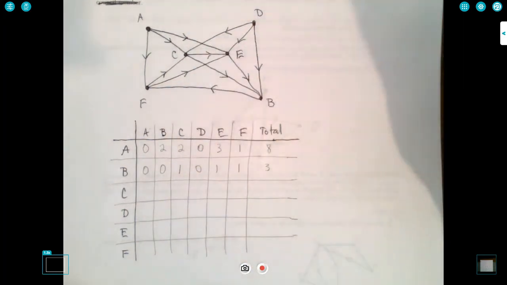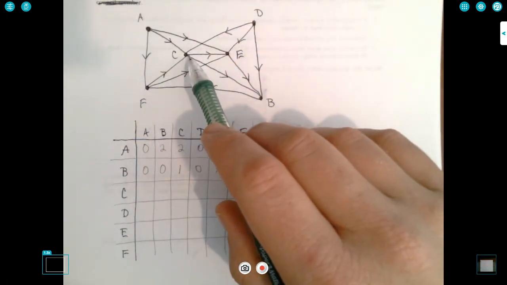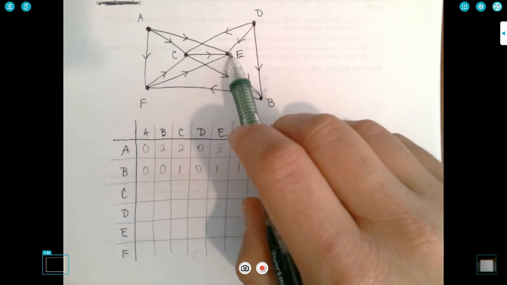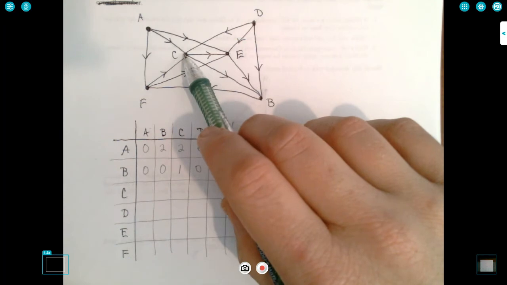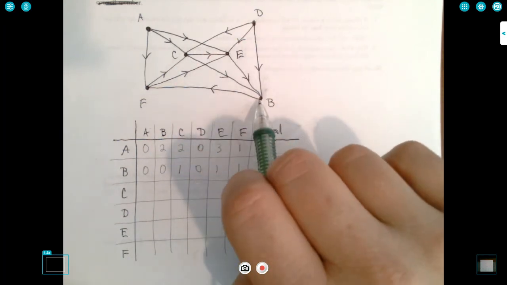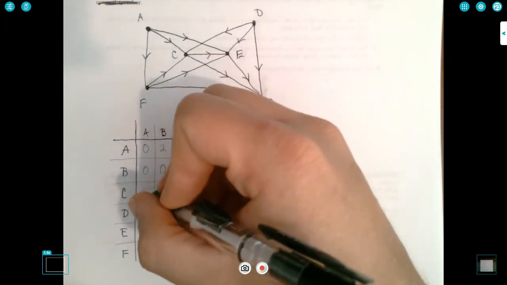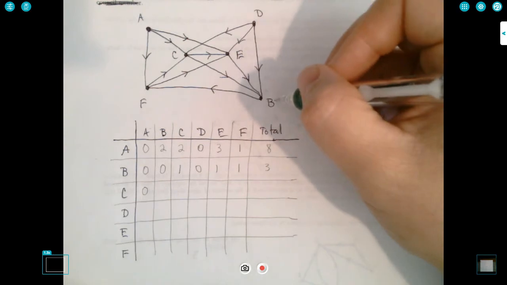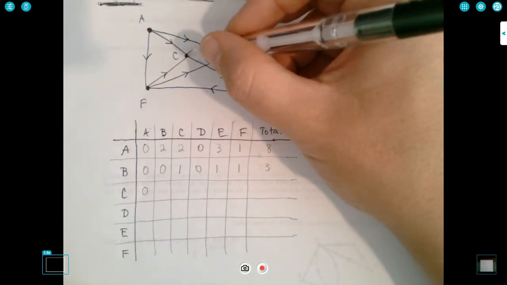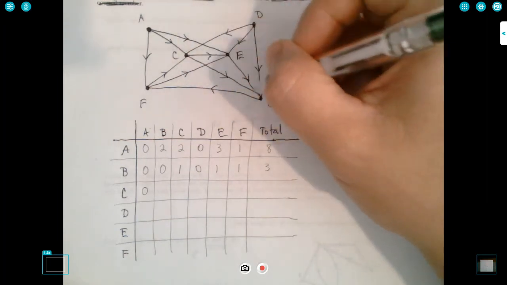So for C, can C get to A? Not directly. Maybe in a secondary way. C can get to E, but E can't get to A. C can get to B, but B can't get to A. So I don't think C has influence over A. C does have influence over B directly. Does it have secondary influence? Yeah, it can get from E and then to B. So it has two ways to get to B.